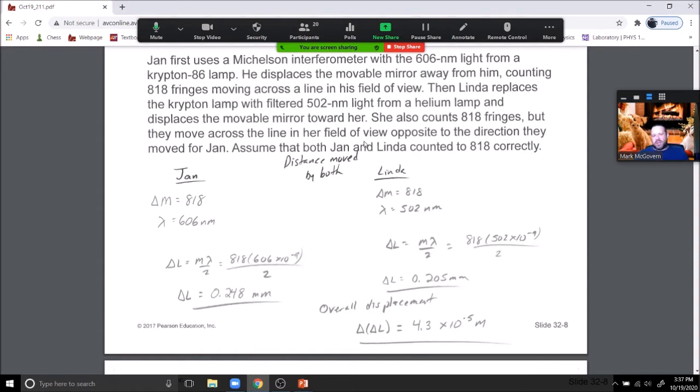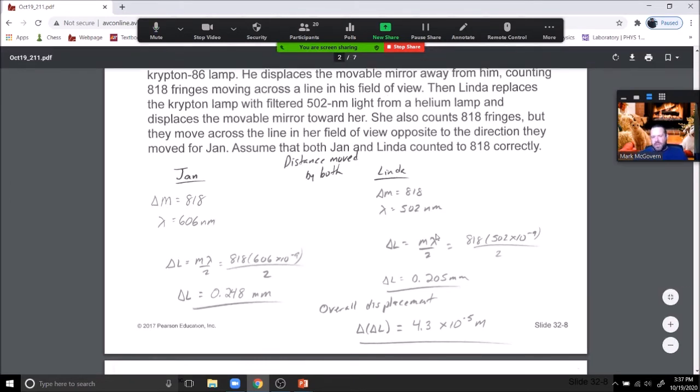Okay, here's what Jean does. Jean has a delta M of 818 with a wavelength of 606. So when you put that into the constructive interference equation, we end up with a delta L of 0.248 millimeters, about a quarter of a millimeter. Great. Lina decides to delve into this, and she also discovers 818 fringes with a wavelength of 502. That corresponds to a shorter distance, because you have a shorter wavelength, of 0.502.